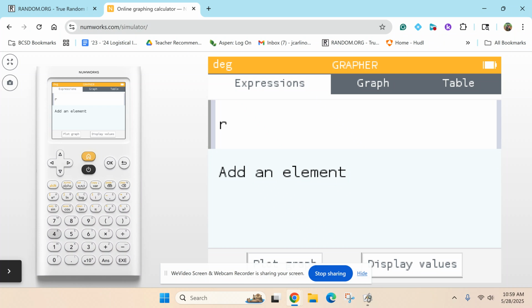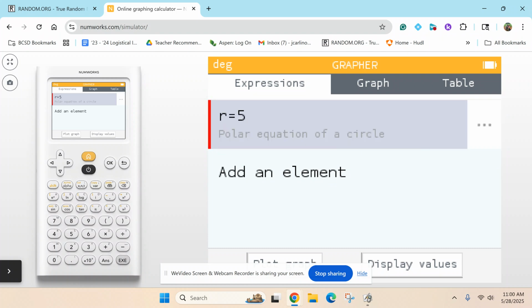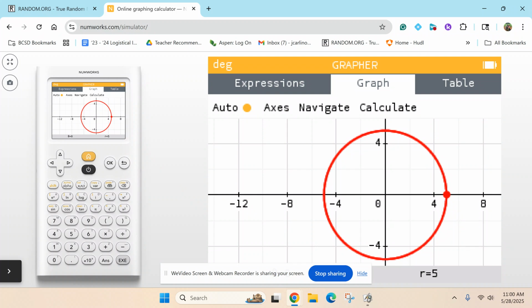All right, that's how the coordinates work. Equals, what was it, 5? R equals 5, enter. And look what it comes up to be. It's already going to tell you it's going to be a polar equation of the circle. You can go ahead, plot the graph, and there you go. So it should show you it's a circle.